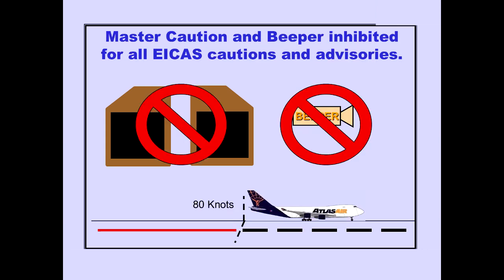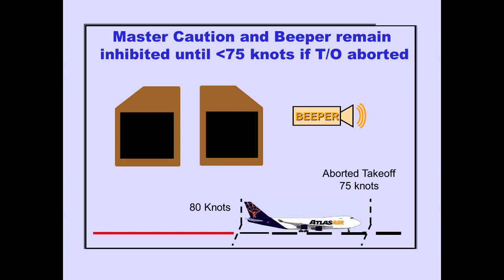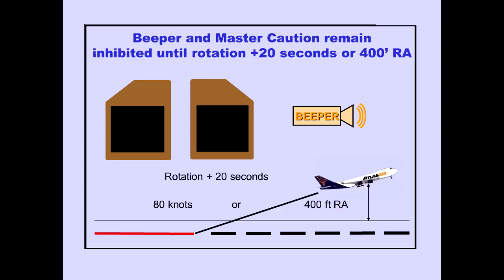During takeoff, the master caution lights and beeper are inhibited for all cautions above 80 knots to prevent distraction. If a caution condition occurs, the associated EICAS message is still displayed. If the takeoff is aborted above 80 knots, the master caution lights and beeper remain inhibited until speed decreases below 75 knots. The beeper and the master caution lights remain inhibited until 20 seconds after rotation or until reaching 400 feet radio altitude.